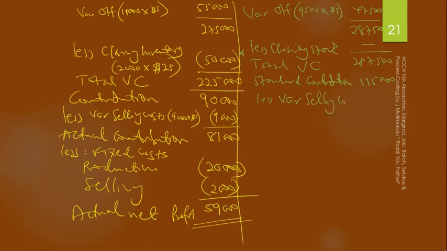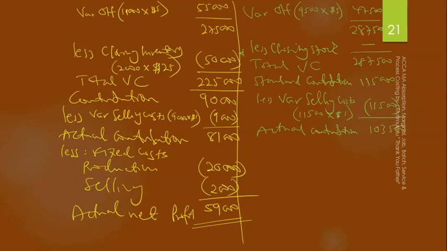Selling cost. These are based on the units sold multiplied by $1. Units sold multiplied by $1, that's 11,500. And we should get to our actual contribution. The actual contribution is 115,000 minus 11,500, and we should get 103,500.